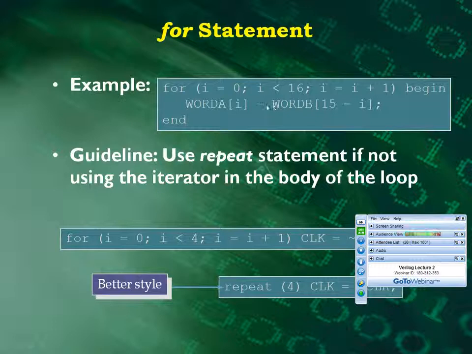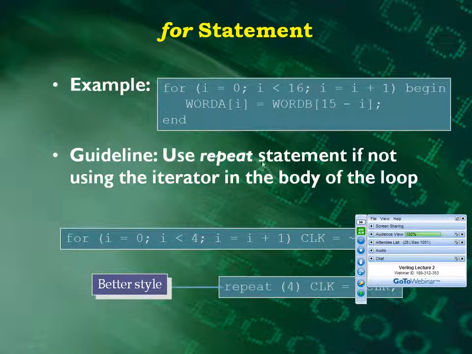So let's take a look. Here's an example of that same bit reversal for word A using word B. So we say for I equals 0, that's our initial value. So it's going to do it while I is less than 16, and then it's going to increment I after it does each pass, at the bottom of this loop, basically.